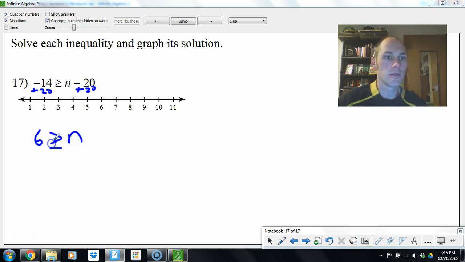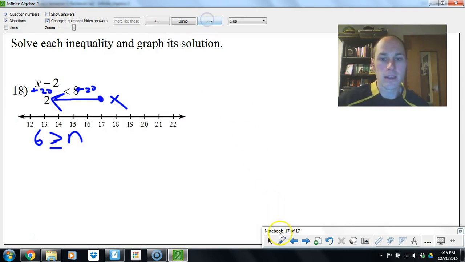So since it's also equal to, we'll put a filled in dot. Then we need to choose a test point. Is 6 greater than 7? No, it is not. So 7 is not a solution. Is 6 greater than 5? Yes, it is. So all 5 on down are solutions.